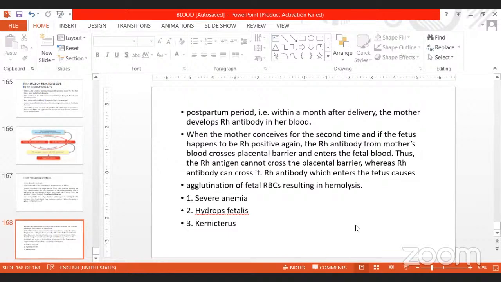So by this, we finished our blood groups, and next we will see about immunity in the next class. Thank you.